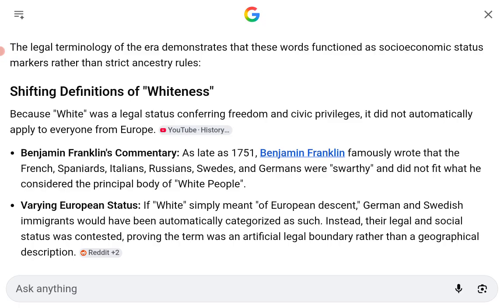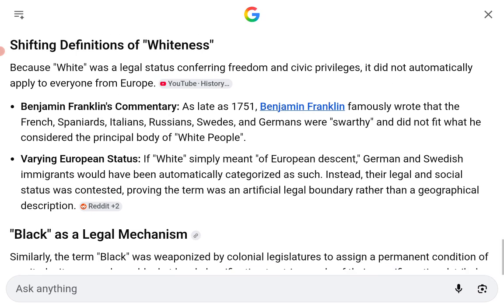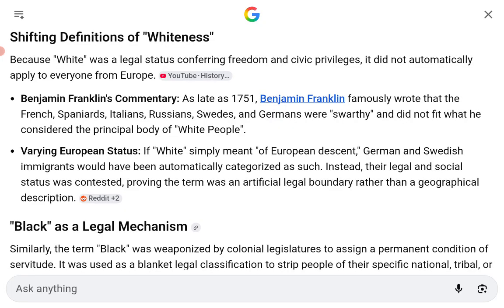It had no ancestral rule in the sense of you being white, Caucasian, and black African. None of that was it. Shifting definitions. It did shift, but not in these times. Because white was a legal status conferring freedom. Again, freedom just meant you were free.